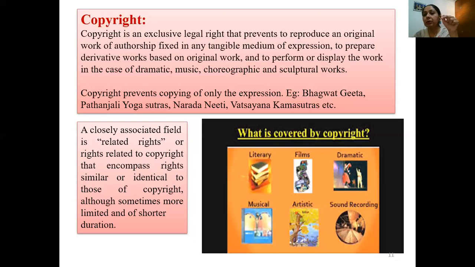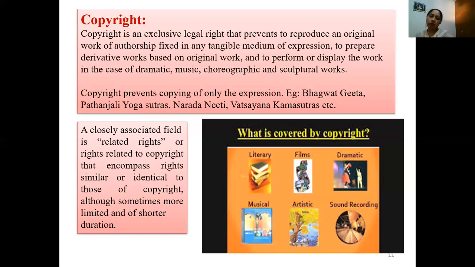So here the tangible medium comes in, although we are talking of an intangible asset. If it is fixed in a tangible form, a book form, a painting form, a sculpture form, you cannot reproduce it. You cannot make a similar painting and sell it in your name. You cannot display the work, say for example, original music work. You cannot display the same music or perform the same art, drama, music, choreography without the consent of the author. So copyright prevents copying of only the expression.